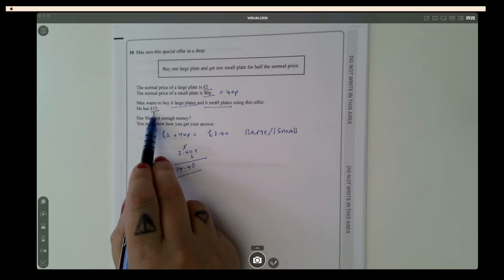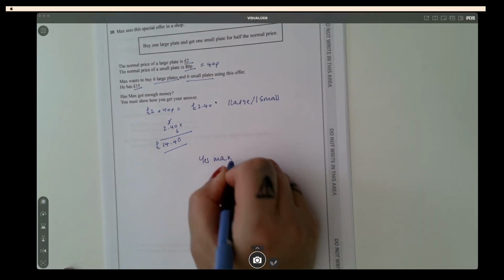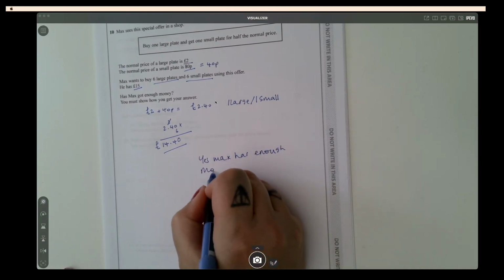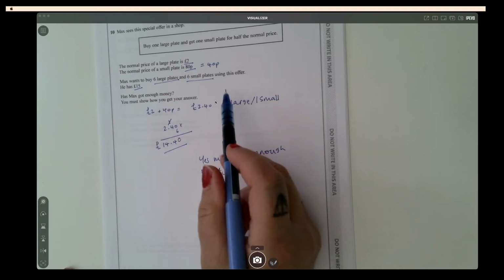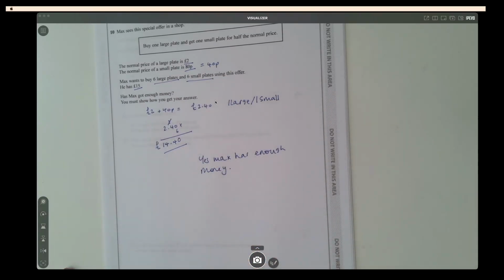Does he have enough money? Well, he has £15. So yes, Max has enough money. You don't need to say any more than that if you've shown all your working out, but you could say that he has 60p more than he needs, or you'll get 60p change. It's entirely up to you.